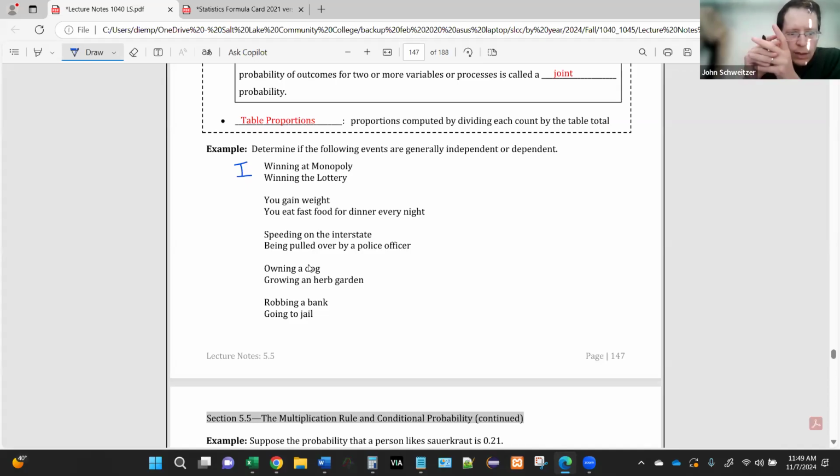So you guys try the rest of these. These are pairs of scenarios, pairs of events, and tell me if you think they're independent or dependent. On your paper, just write I or D next to each one. Depending on whether events are independent or dependent, the multiplication rule is more or less complicated. Give that a try. Just use your intuition there.